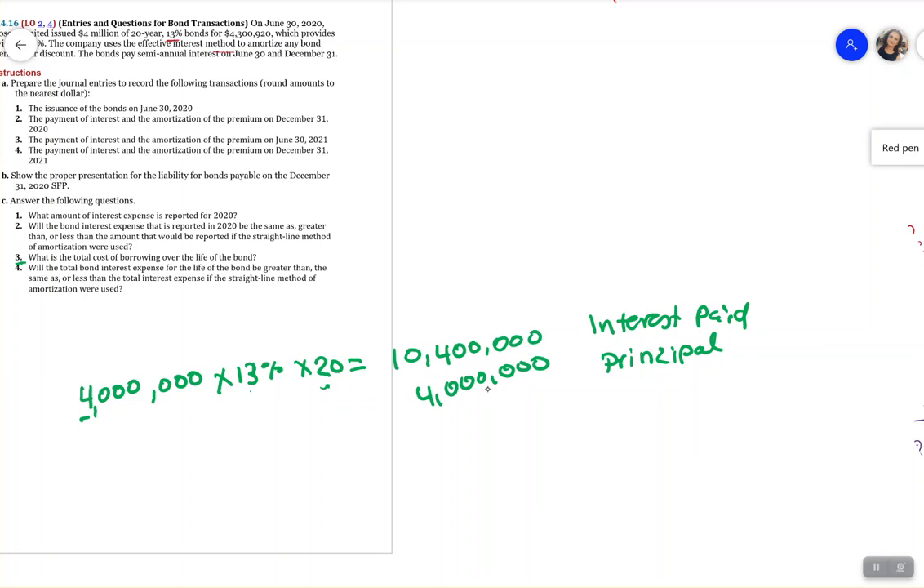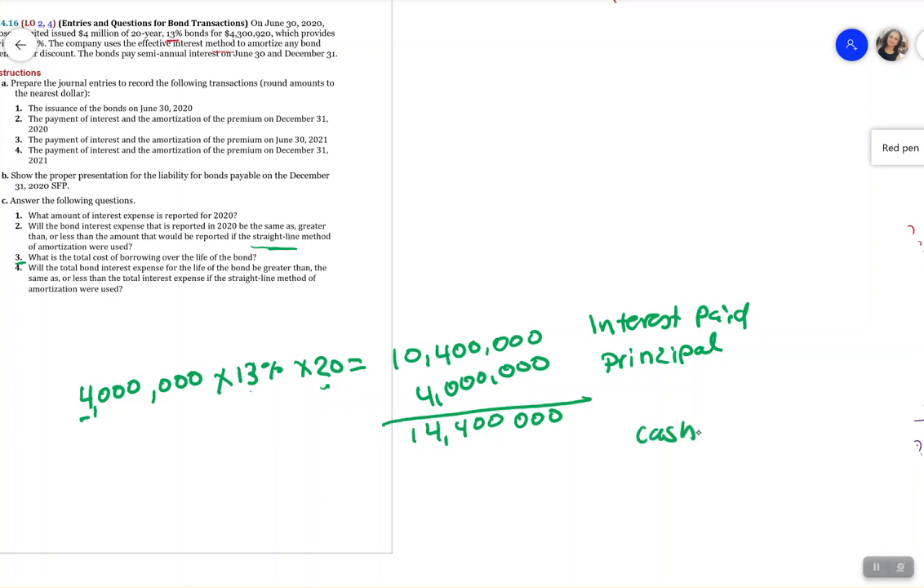I think this question goes with the company following a straight line method. So the principal is there. Now when I add, this is the total cash outflow that we paid. So let's see how much cash we paid. Now if I add it together, 14,004,000.